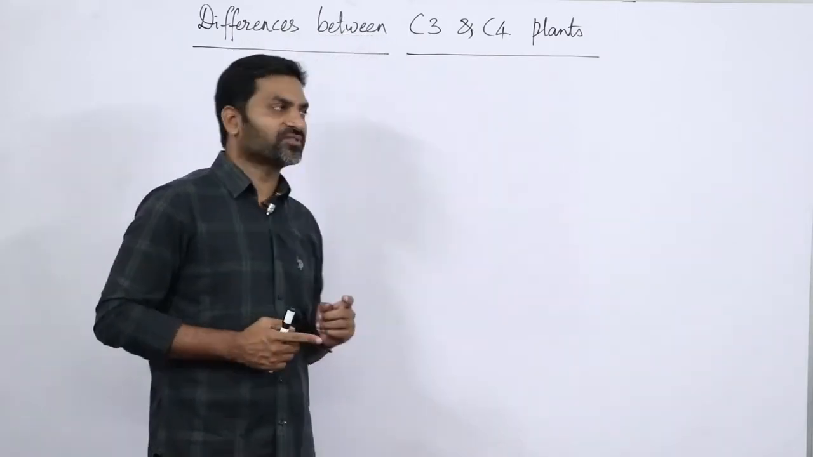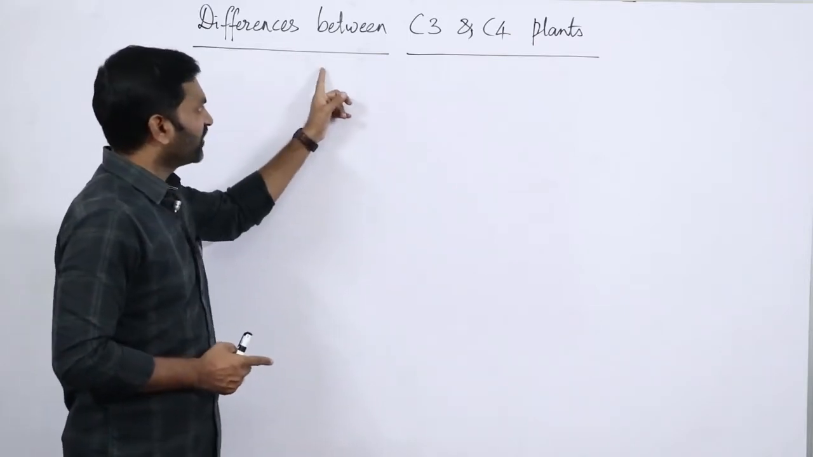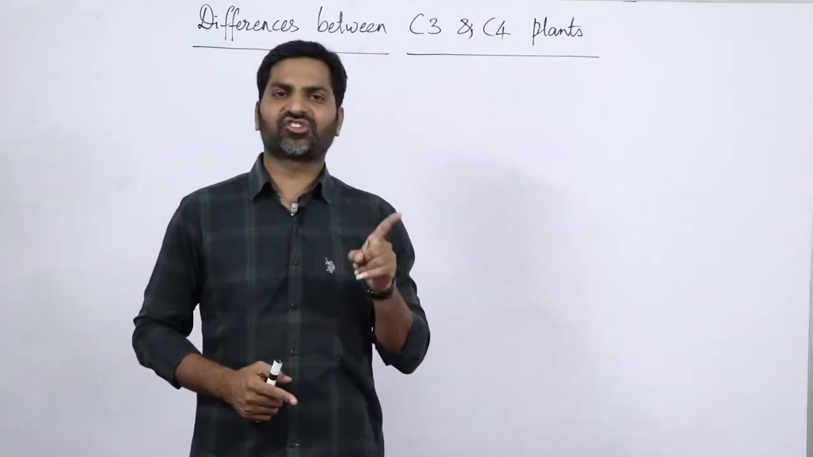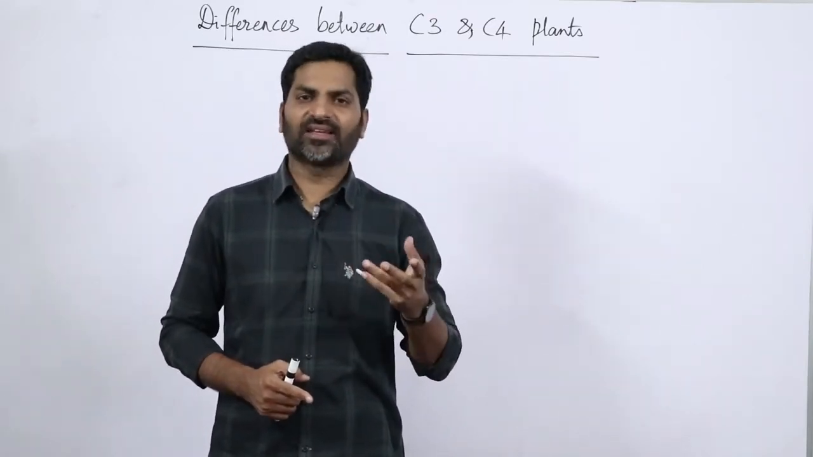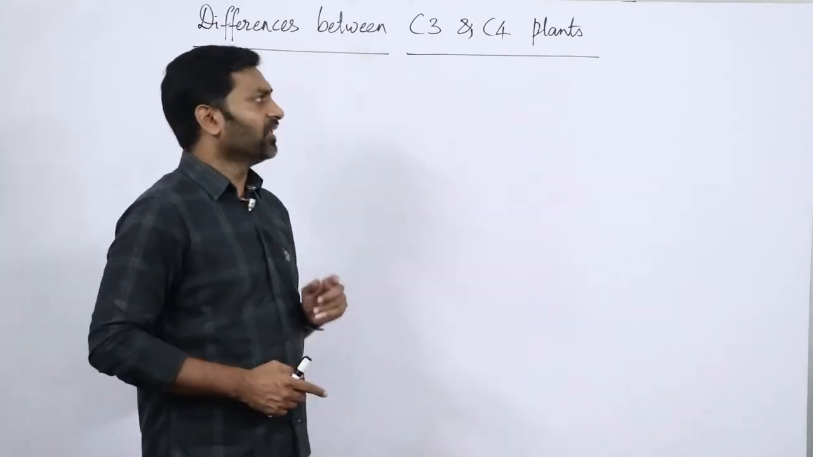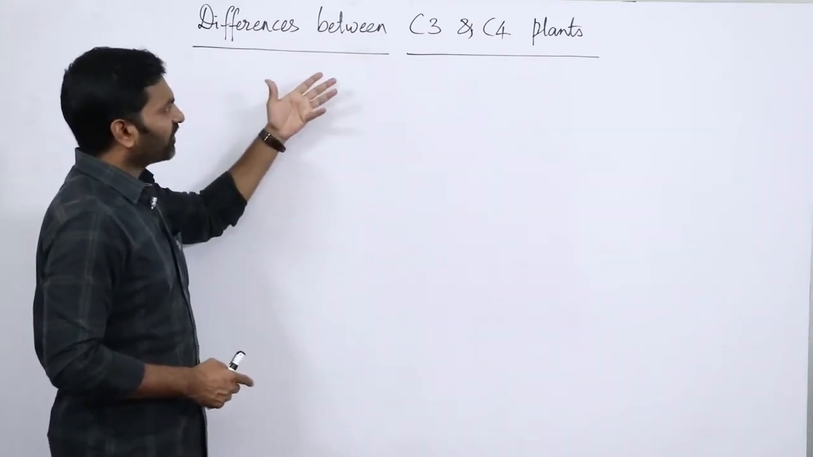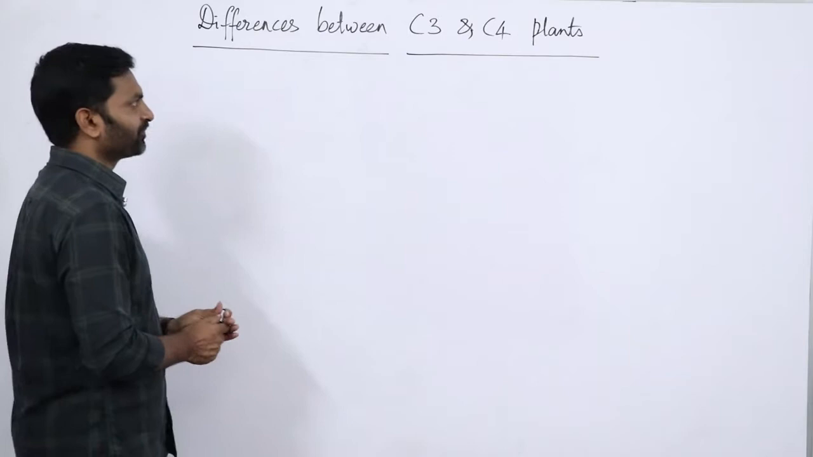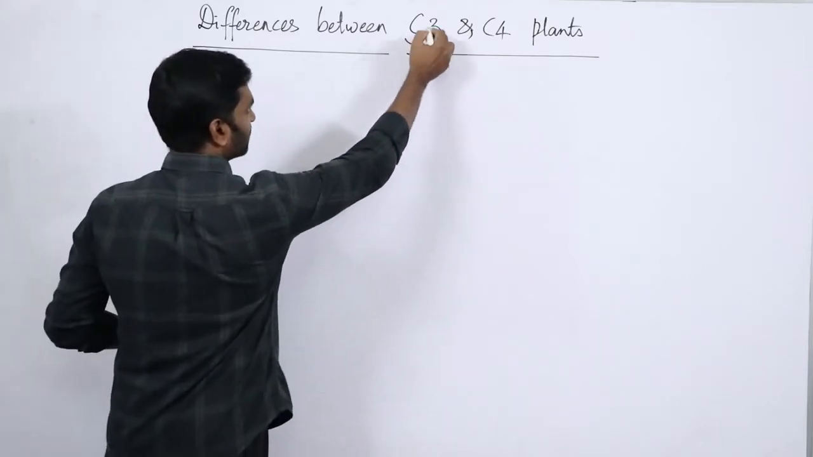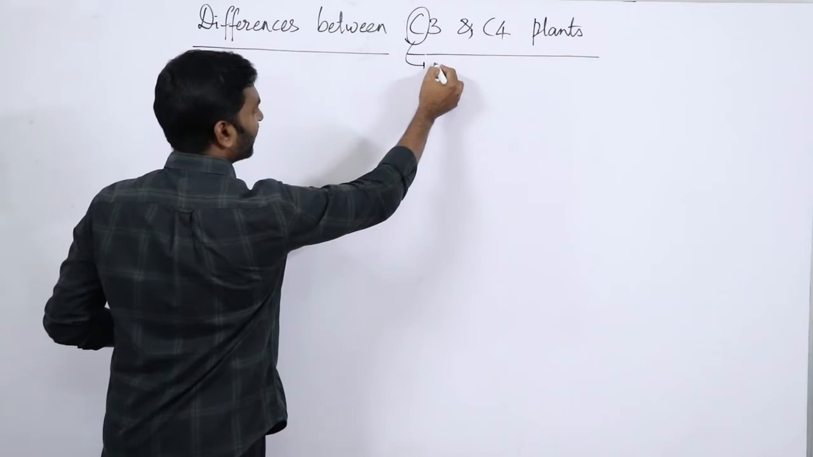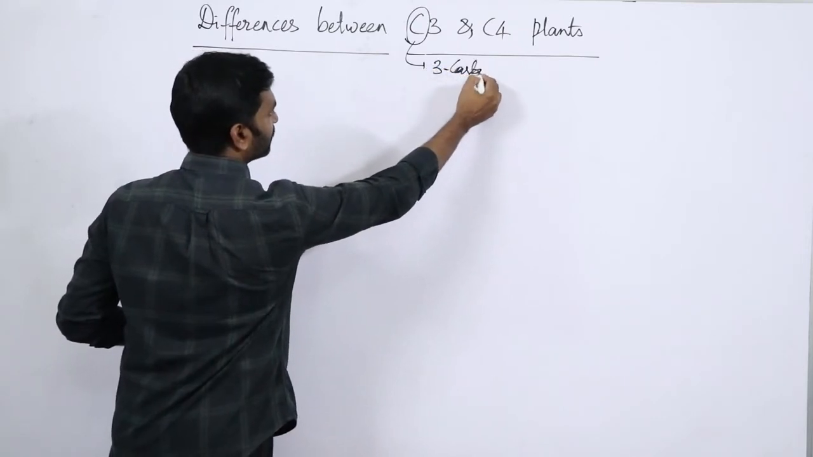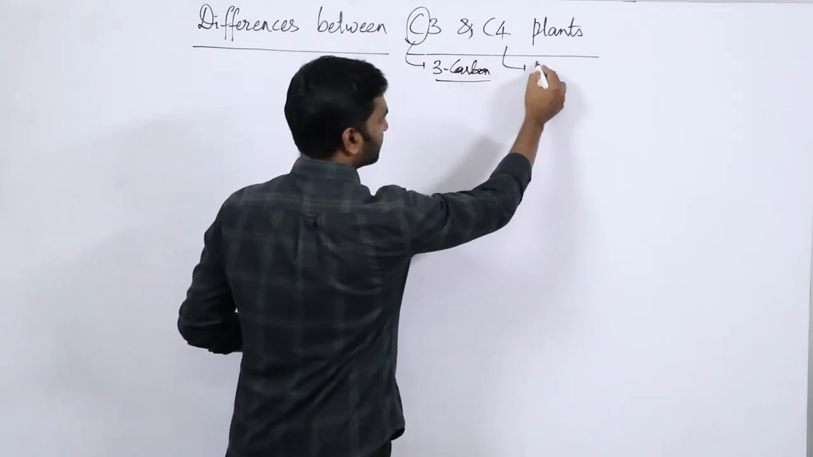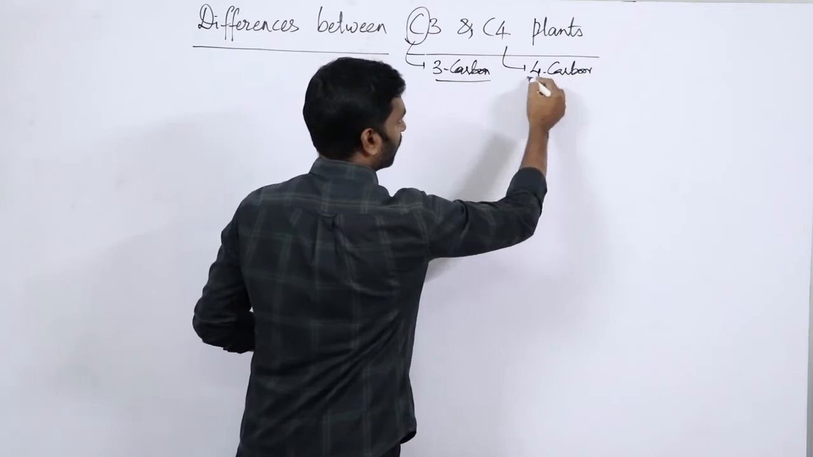So today we are going to see the differences between C3 and C4 plants, as we discussed the entire picture of the C3 and C4 cycles in the previous sessions. Remember, C3 stands for what? The first stable compound will be a 3-carbon compound in C3 plants, whereas in C4 plants, the first stable compound will have 4 carbons.